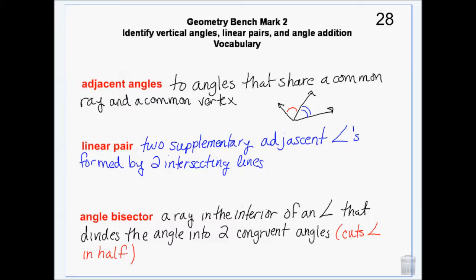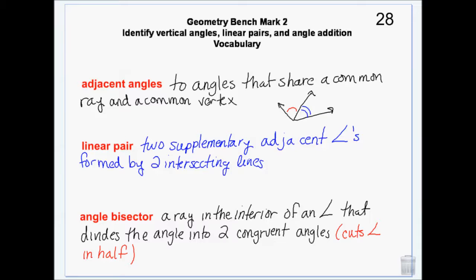People love having kids. Linear pair is two supplementary adjacent. Adjacent does not have an S in it. What was I doing? Yeah, I was wondering what that was. Just pretend that was not there.